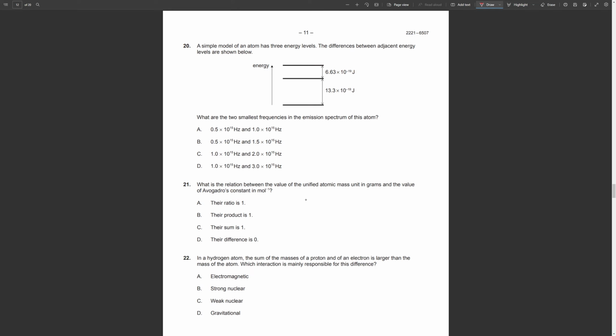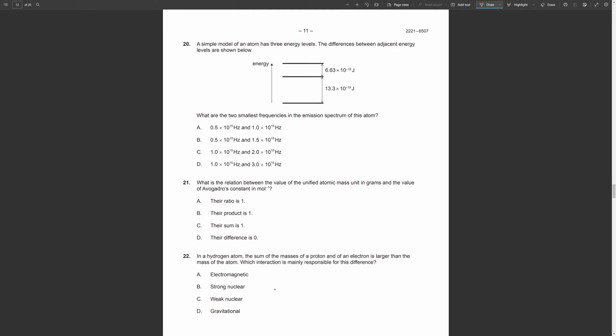Question 21. The unified atomic mass unit in grams is 1.661 times 10 to the power of negative 24 gram. The Avogadro constant is 6.02 times 10 to the power of 23 per mole. The answer is B. If you multiply these two numbers, it should be 1.